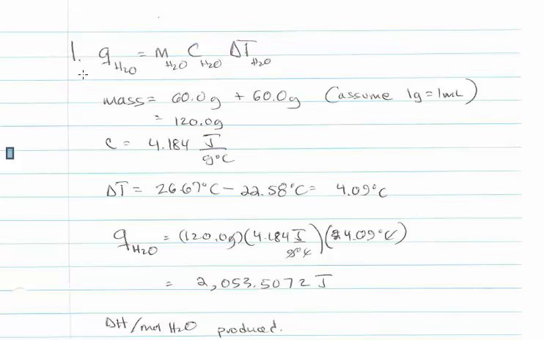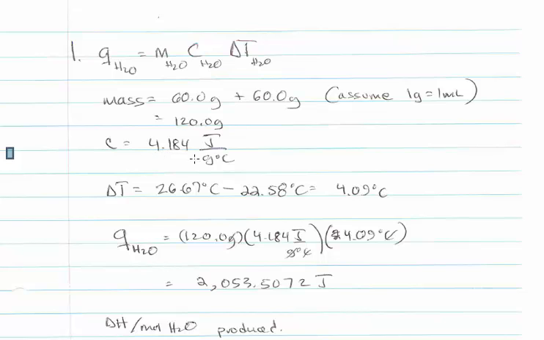So the very first thing that I want to do is calculate the heat that the water in the solution absorbed. And I do that through q equals mc delta T. So the mass of the water multiplied by the specific heat capacity of the water times the delta T. We're told to assume that the density of the solution is that of pure water, which is 1 gram per milliliter, which means that 1 gram is equal to 1 milliliter. So if I have 60 mL added to 60 mL, I have 60 grams plus 60 grams. So my total mass is 120.0 grams.